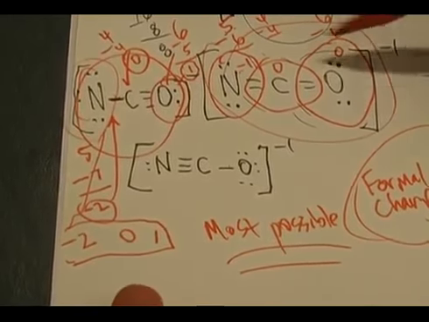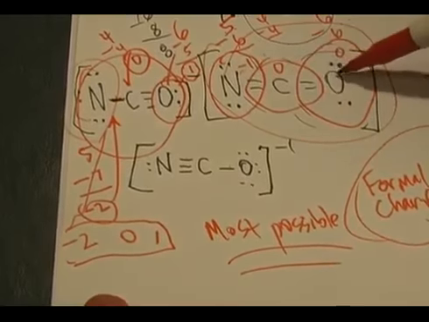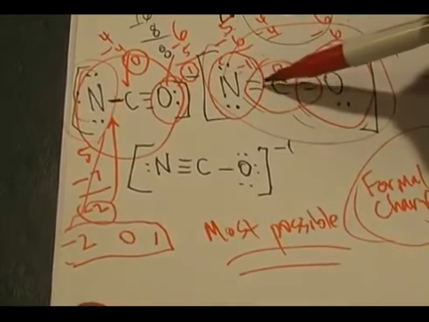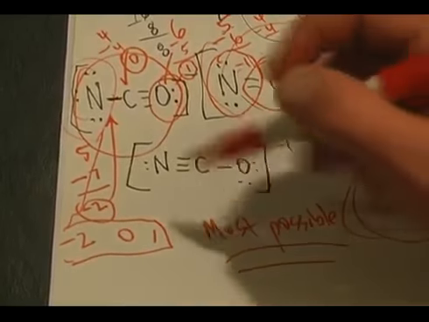Hey, that's getting better. At least more of them are zeros, right? It's probably more possible to have this structure than this one, because this one has 2 zeros and a negative 1. Let's look at this last one.